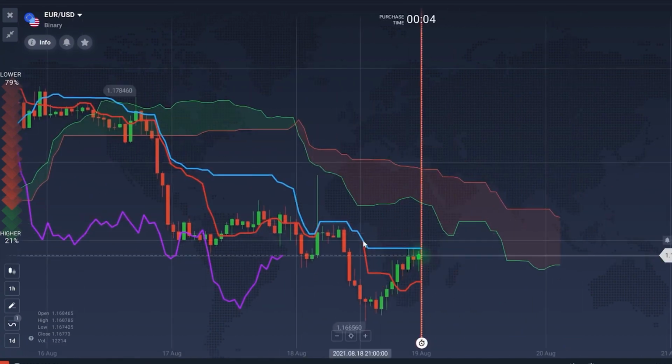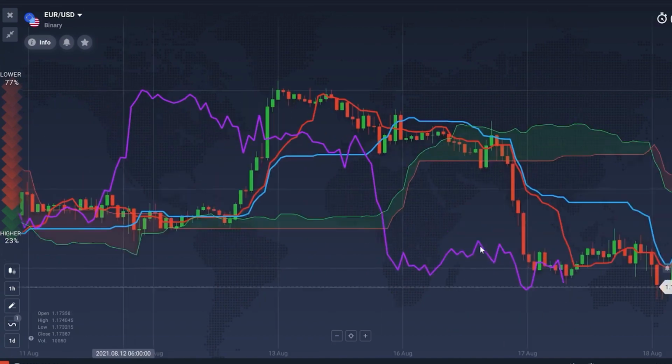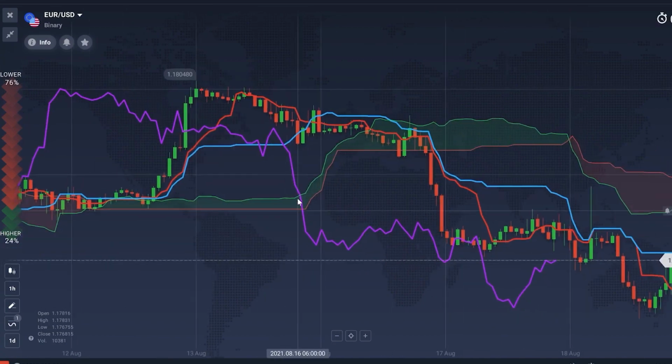The same applies to the Tenkan-sen and Kijun-sen lines. If they cut through the Kumo cloud, the trend continues in that direction. We also explained that if the Chikou span can break through the cloud downward, the same thing happens.